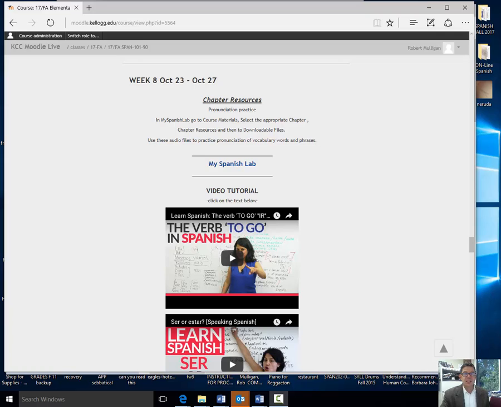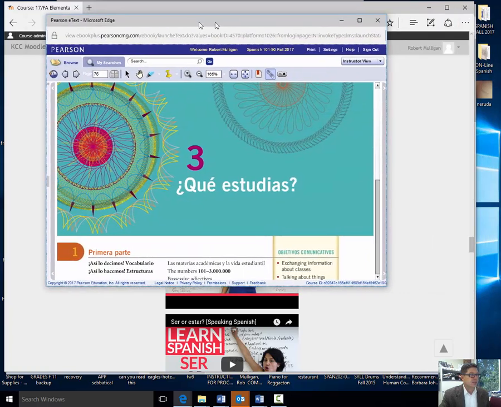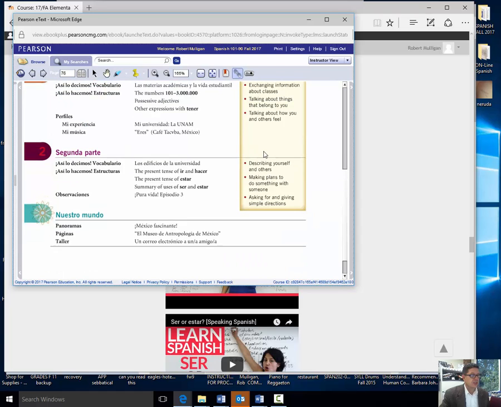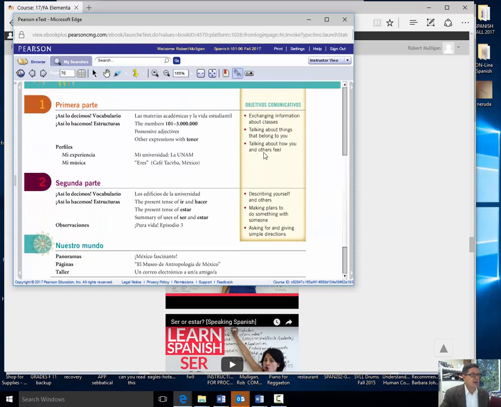So getting into that, let's take a look at the eText page 76, which is the first page of the chapter. In this chapter, we're going to be going over academic subjects. We're going to be talking about numbers all the way from 1 through 3 million, through the millions. Possessive adjectives, you already know some of these, such as mi libro, tu libro, su libro. But now we're going to get into the plurals as well.